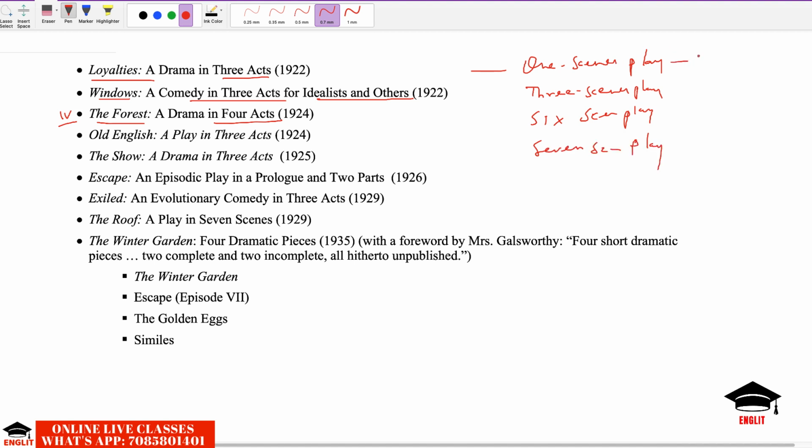One scene plays are 4 dramas. 3 scene plays are 2 dramas. 6 scene play is 1. 7 scene play is 1. We have seen the 6 scene one, and the 7 scene one is The Roof. The Roof is a play in 7 scenes. And you have also seen the Six Short Plays: 2 were 3 scene plays and 4 were 1 scene plays.